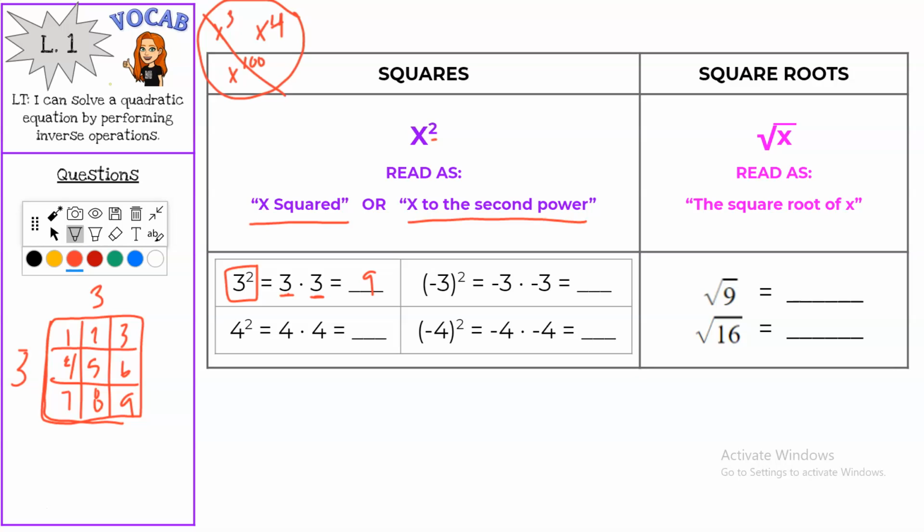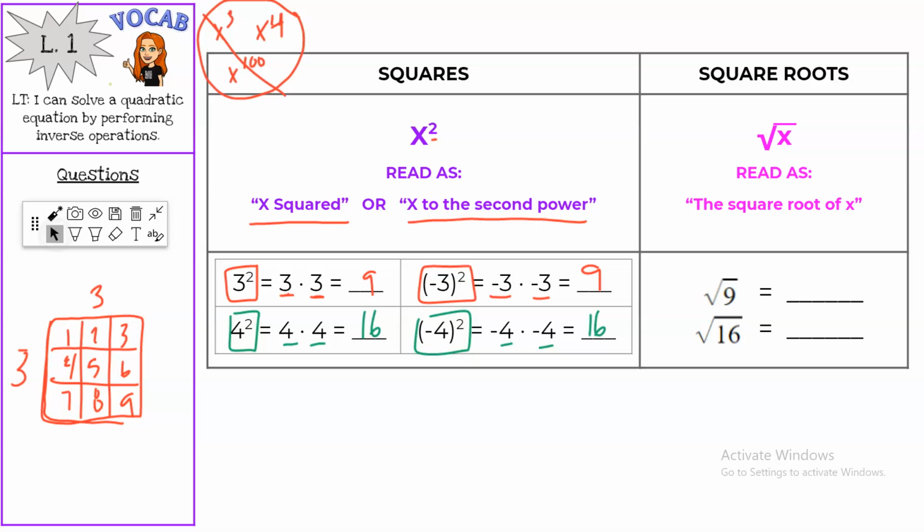We can also do this with negative numbers. So we have negative 3 squared. So it'd just be negative 3 times negative 3, which, a negative times a negative is a positive. So we would get positive 9. Then another example, we have 4 squared. So 4 squared would be 4 times 4. And that would be 16. And then negative 4 squared would be negative 4 times negative 4, which would also be positive 16.